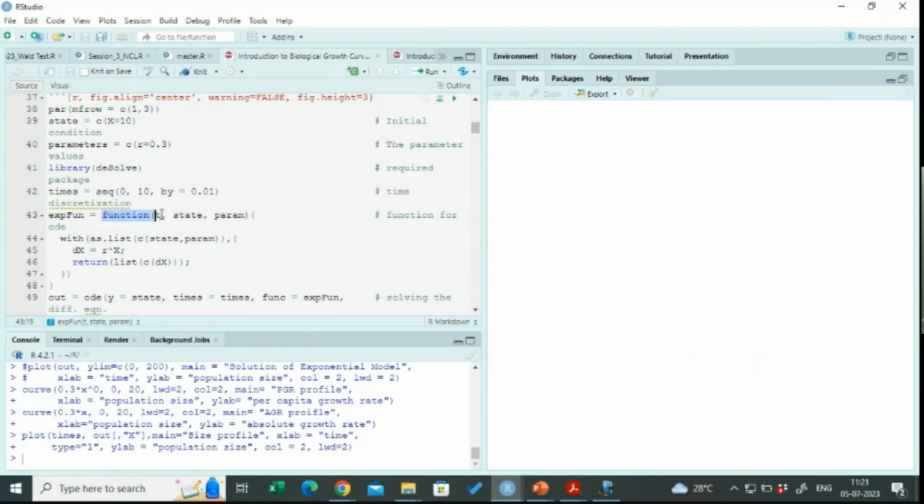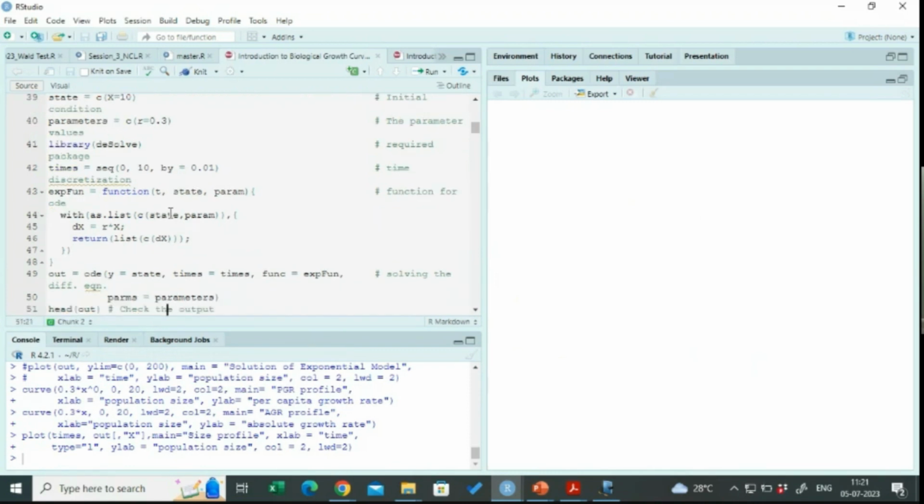This is my function. It takes three inputs. One is t, at which you want to solve. State means the state variable, here it is x. And param is the parameter value that you want. Now inside this function, this is a common syntax for all. With as.list(c(state, param)), and this is the differential equation, dx is equal to rx. This is the description they wanted, and you return the list c(dx). So you return the list of the increments. This is what the r would require.